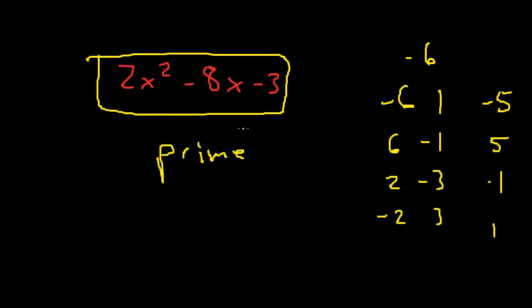Okay, a prime trinomial means it cannot be factored. So we are done with that trinomial. It is prime. Let's try another. Here we will take 15x squared minus 50x minus 40.